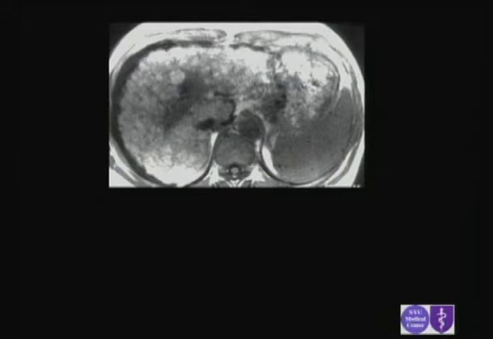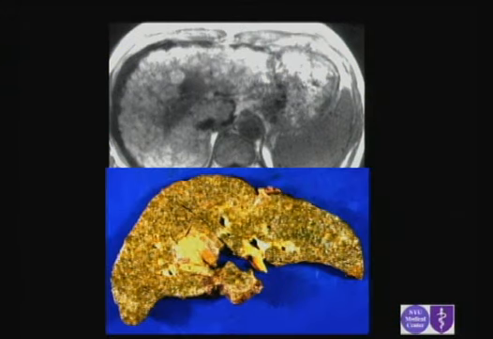This is a typical appearance of a cirrhotic liver on a T1-weighted sequence in phase, where you see a nodular appearance of the liver inside, and also the contour is irregular. You see some ascites around it, a big spleen. The explant correlation also shows diffuse nodularity of the liver.